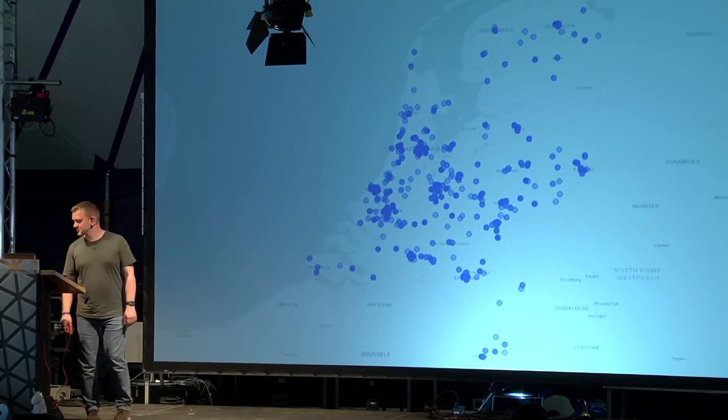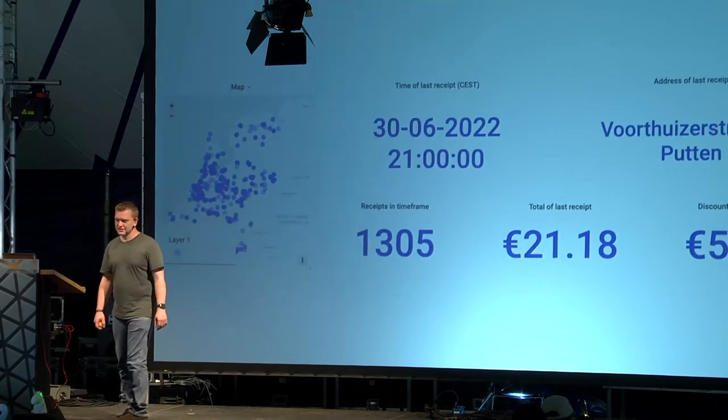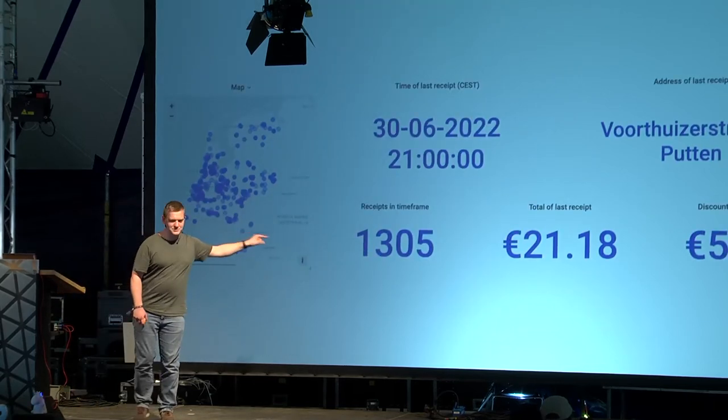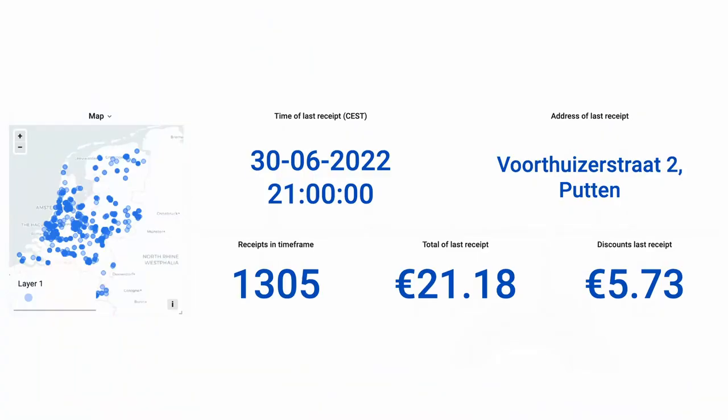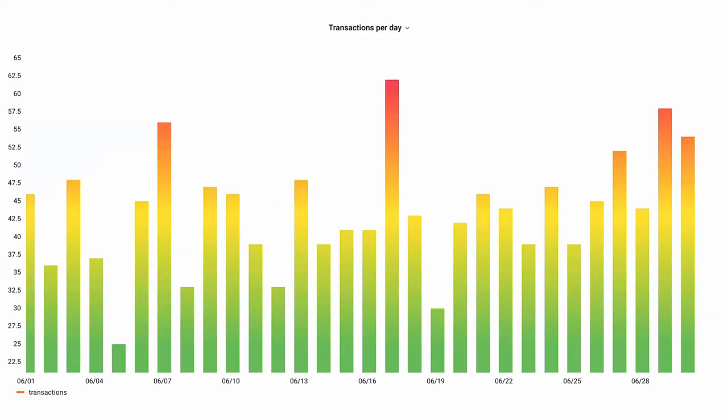I have more statistics as well. Here is how many people used my website. It's 1,305, and this is just in June. Here you can track the number of times it was used per day. So it was quite a busy day there on the 18th. Not sure what's up with that.